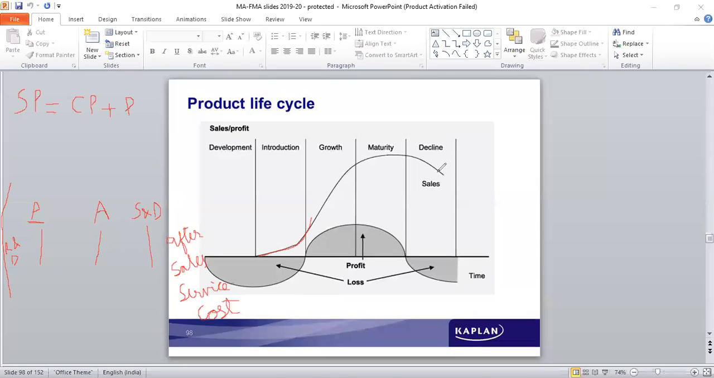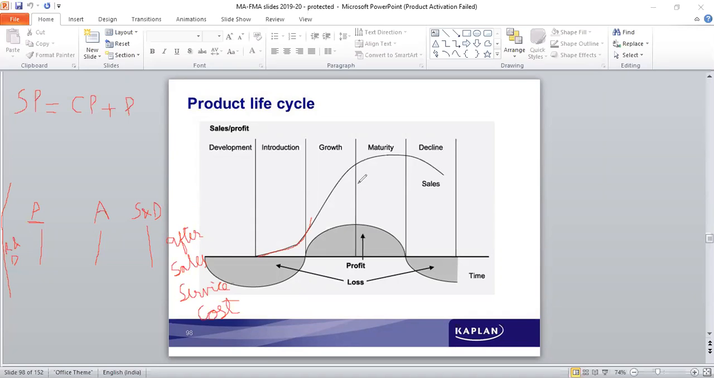Accumulation of all the costs. Find out the total cost during the product life cycle divided by the number of units during the product life cycle. Find out what is the cost price per unit. Then decide what is the selling price per unit.